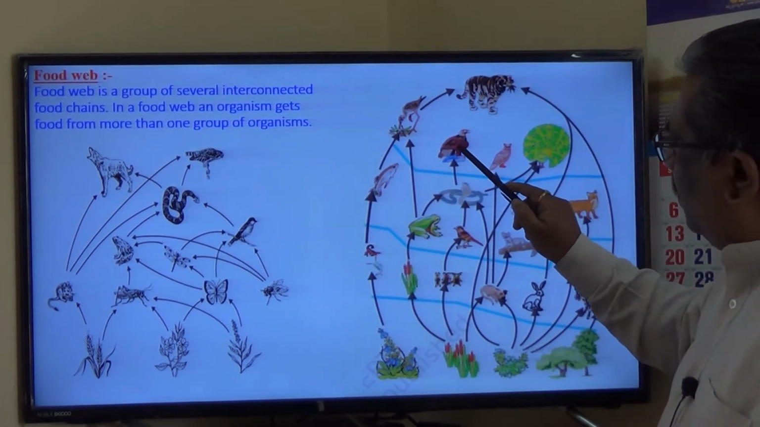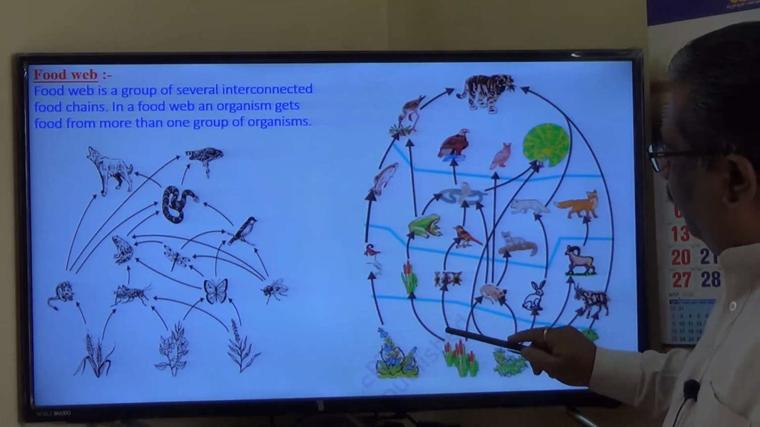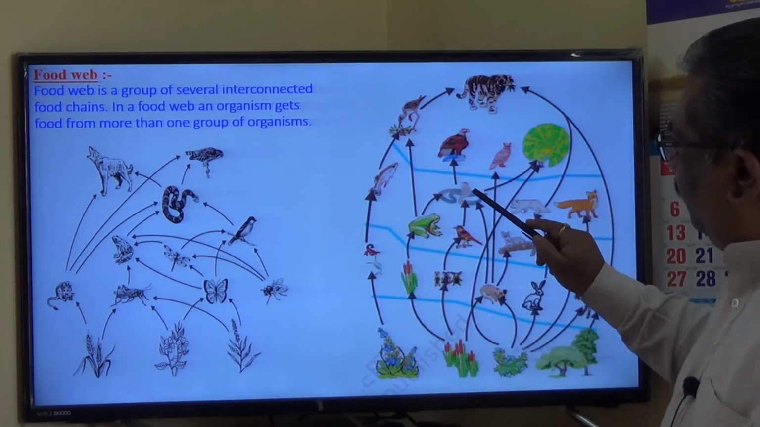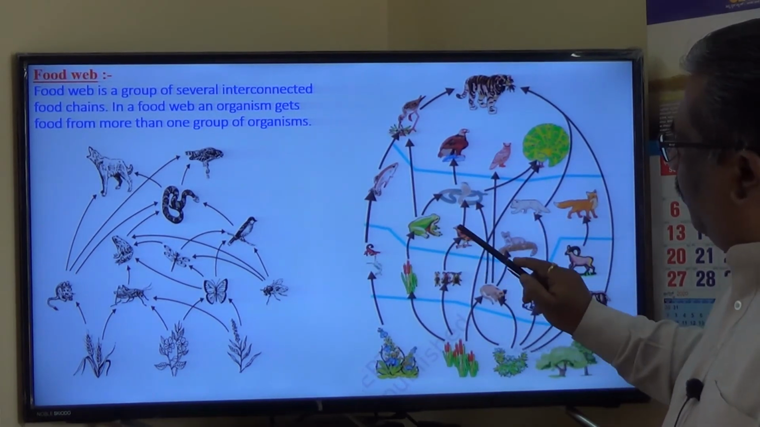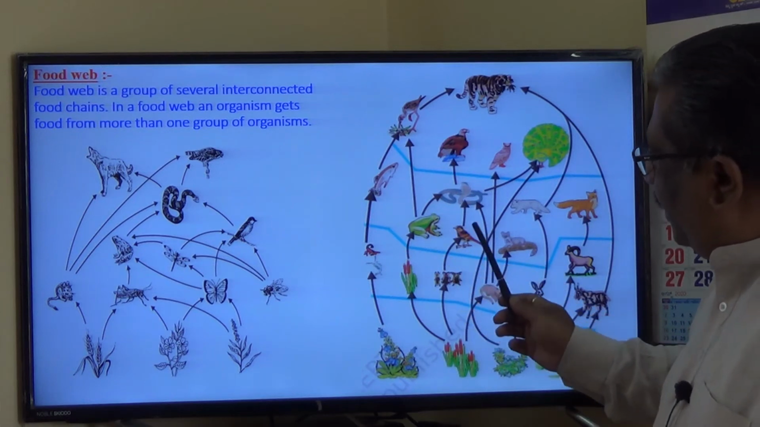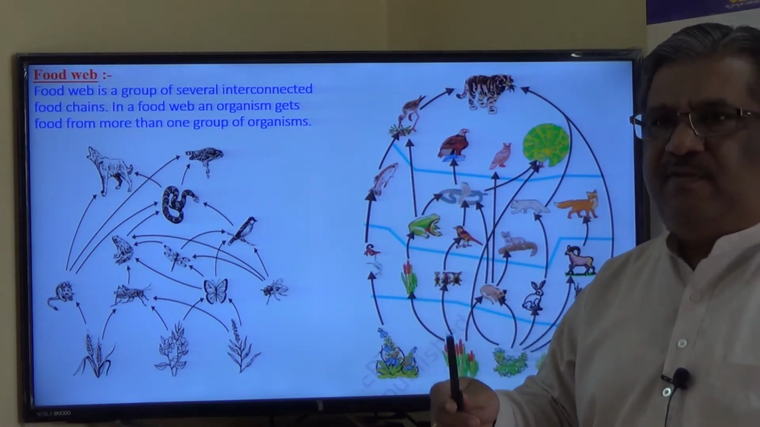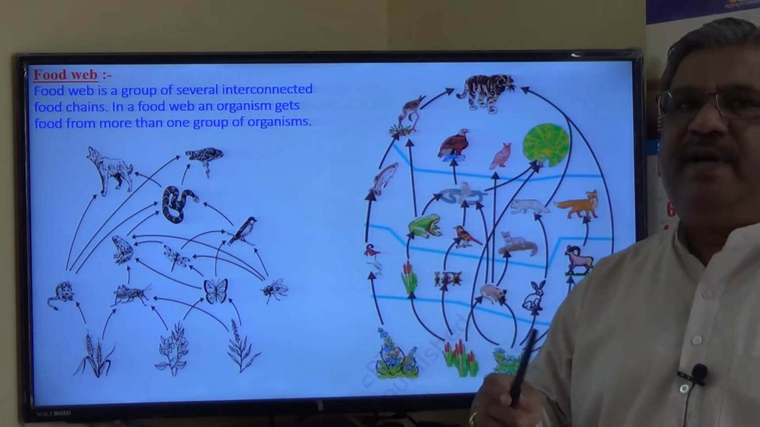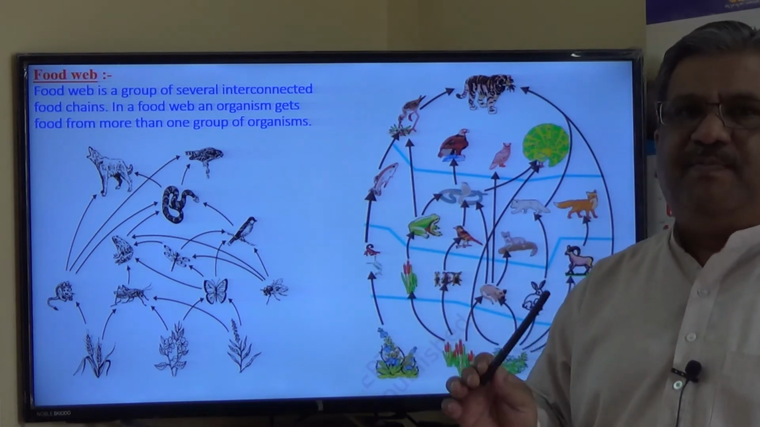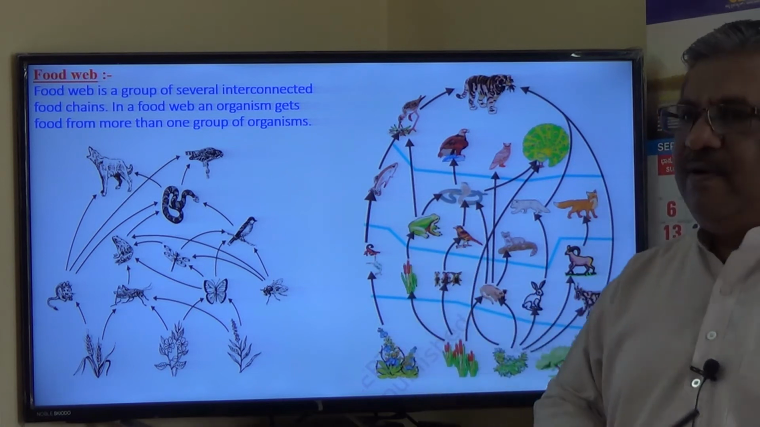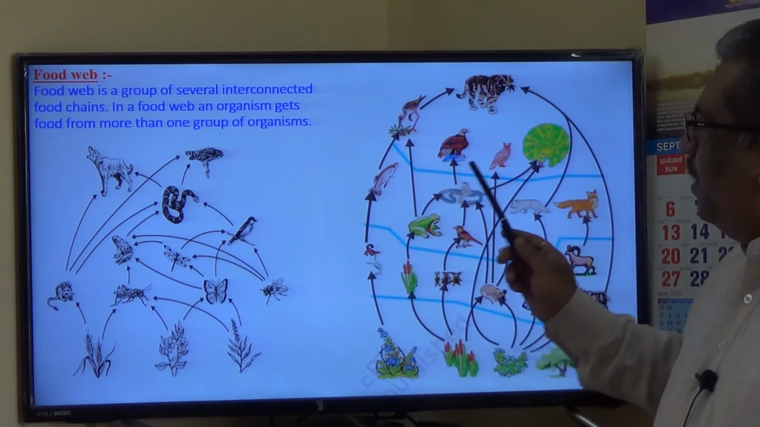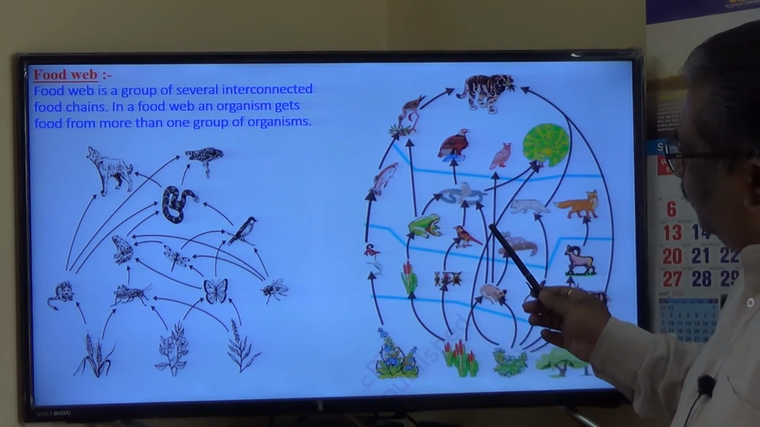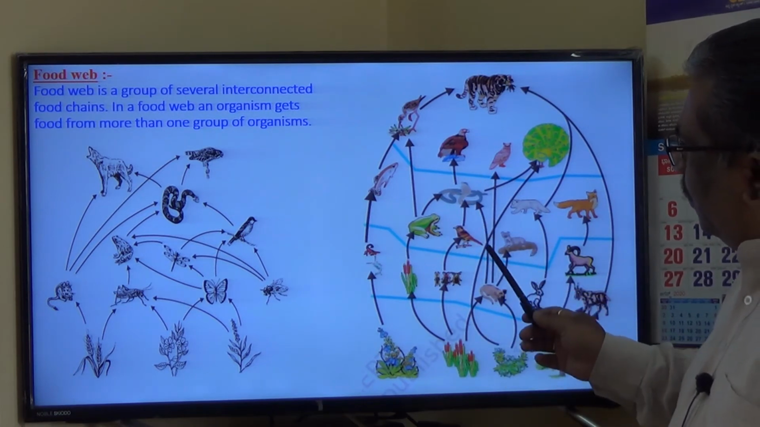So for hawk, it can get the food from this food chain as well as this food chain. Therefore, such interconnected food chains form a food web. Food web is a network of interconnected food chains. Very simple. Food web is a network of interconnected food chains. You can study this diagram to understand few more interconnected food chains.